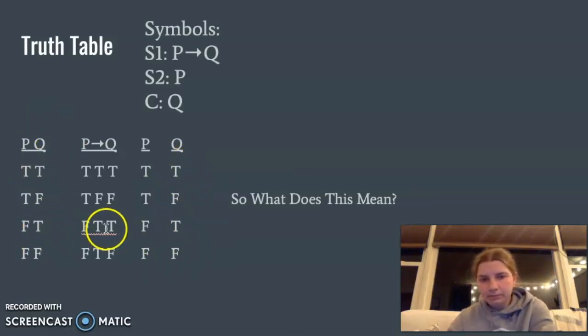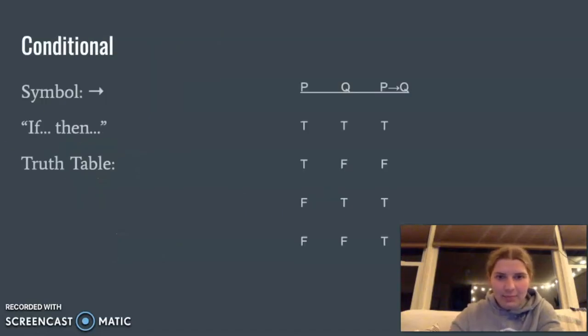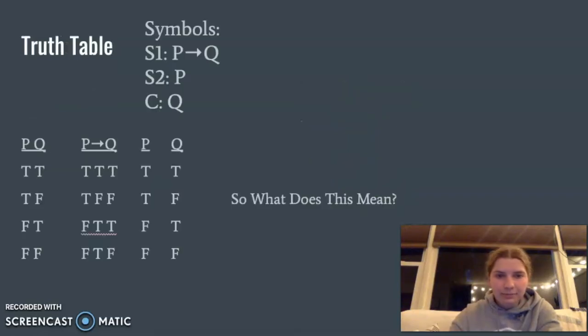Yep, did the same. So now, we have to remember what P and Q have to do, or basically what the conditional truth value looks like. So we're going to scroll back up. So we see that P conditional Q is only false when P is true and Q is false. So let's go back to our example. The conditional will only be false when P is true and Q is false.